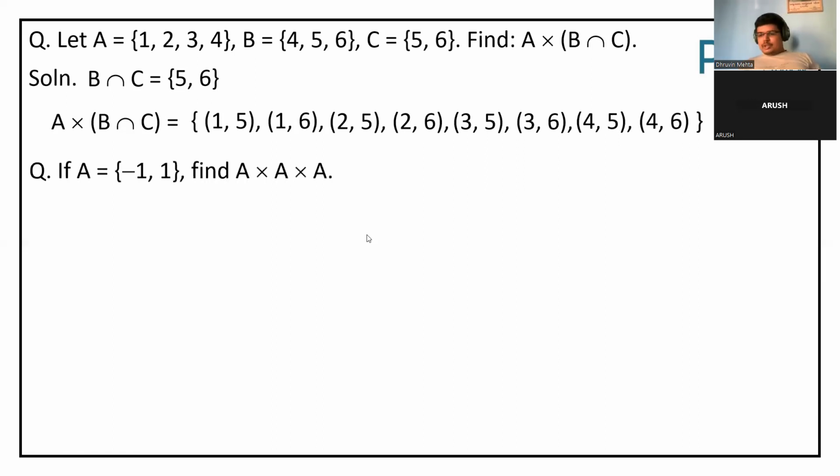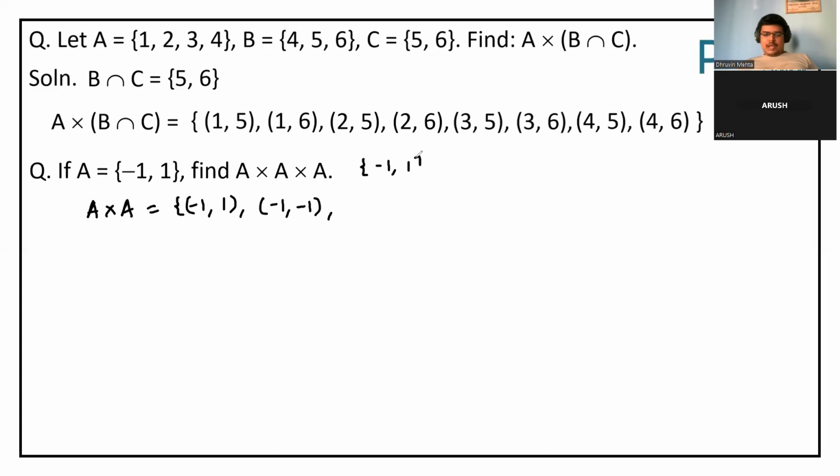Next, if A is {-1, 1}, we have to find A × A × A. See, we can first find A × A. So what is A × A over here? So A × A will be (-1, 1), (-1, 1), (1, -1), (1, 1). You're making a mistake now.